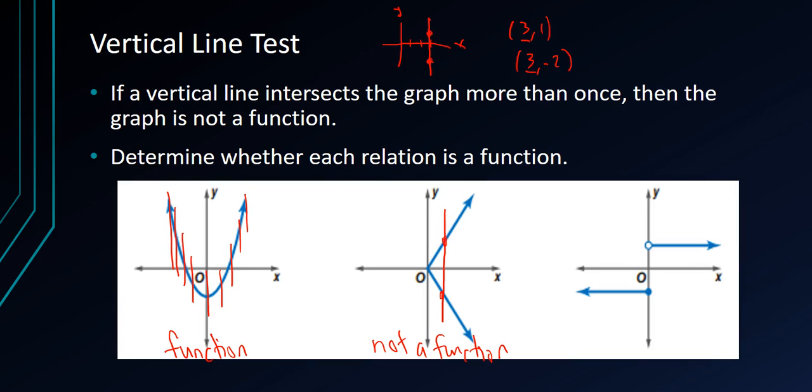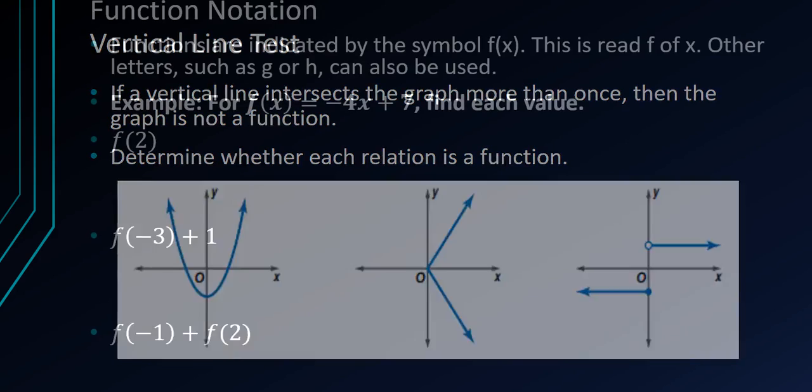Now this third one is a little tricky. It actually is a function. Now if you said it wasn't because of this point here, where it looks like it intersects 2 spots, it actually isn't intersecting 2 spots because this one up here is open, which means that point's not actually there. It's just where the line is starting, and then it's closed down here. And so it's only intersecting the graph at the bottom point. The top one is not an existent point. So just be careful with those.